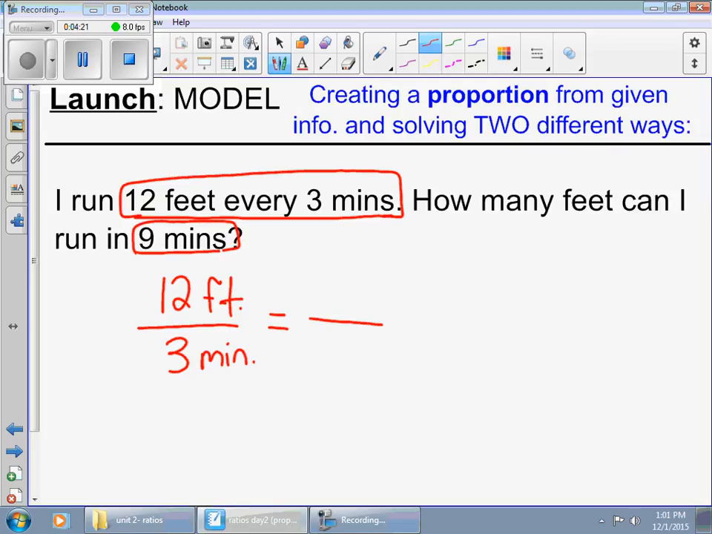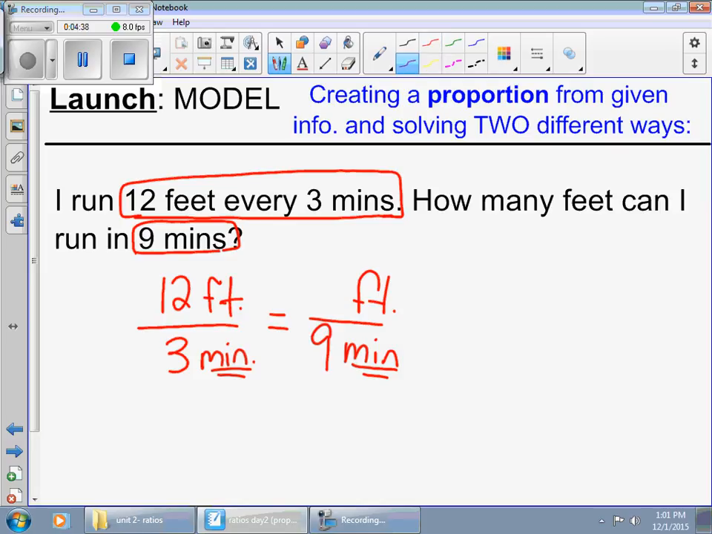So I'm going to take that 9 minutes and place it on the bottom, because here on the left I have minutes on the bottom, so on the right I need minutes on the bottom. And whatever answer I get is going to be in feet, because feet will stay across from feet. So it's still going to be feet compared to minutes. So it's feet on top and minutes on the bottom.